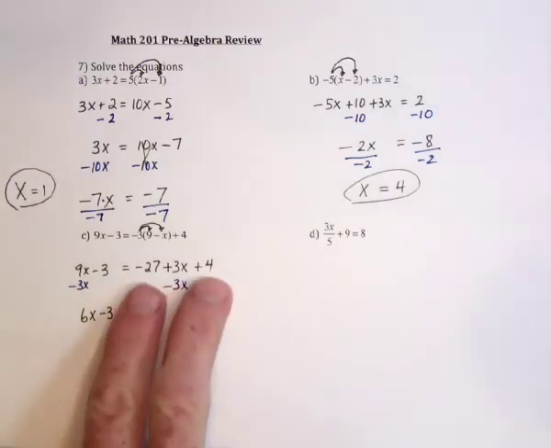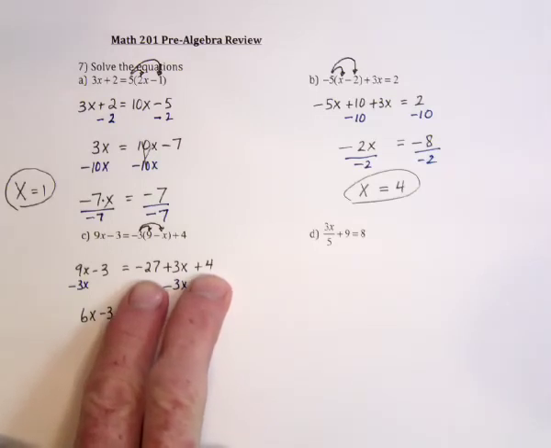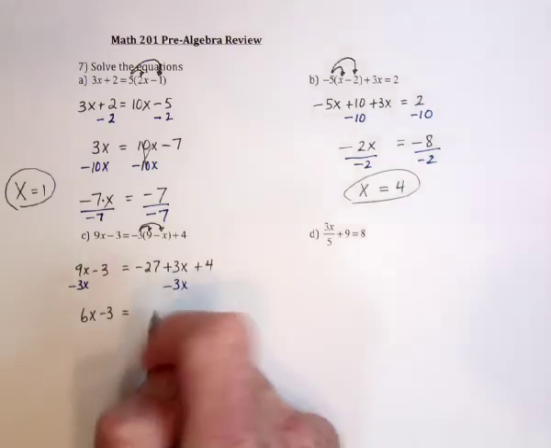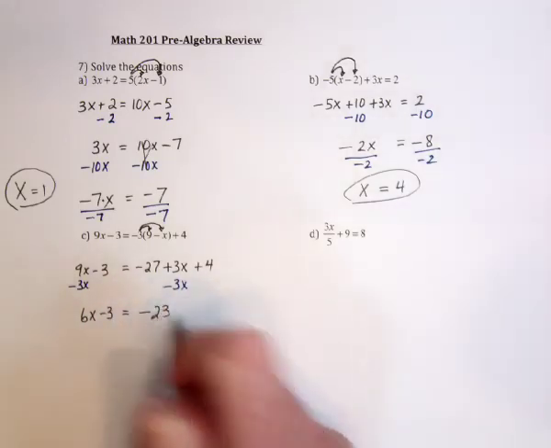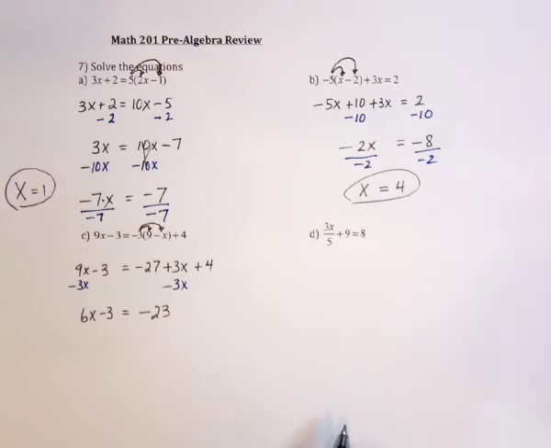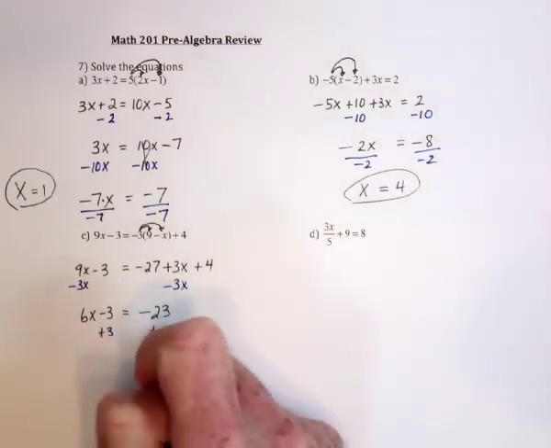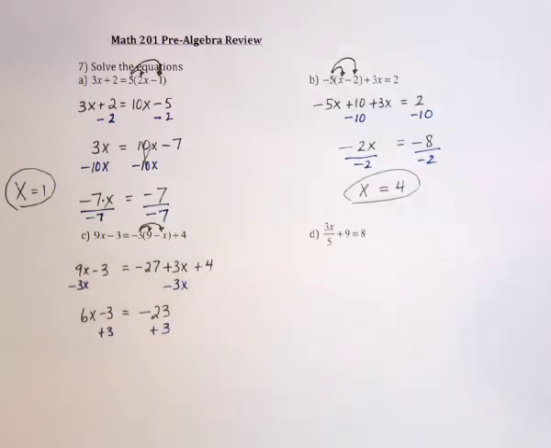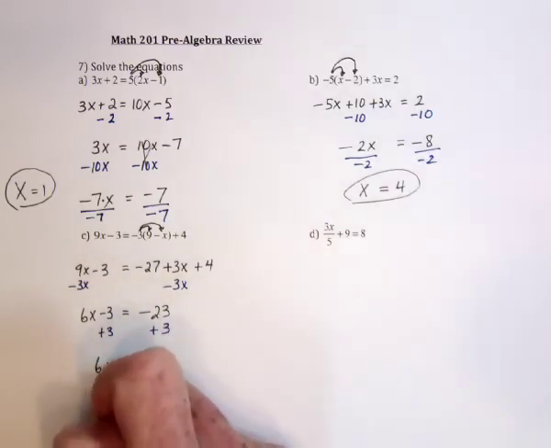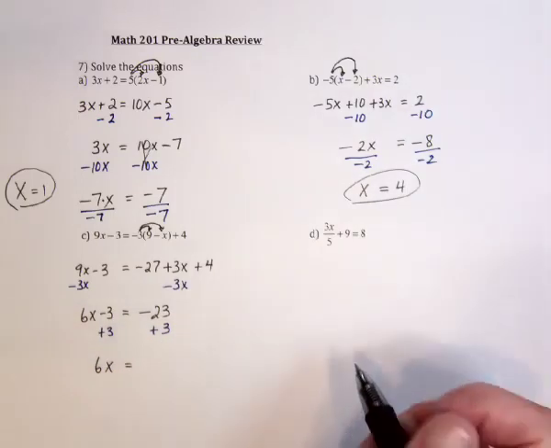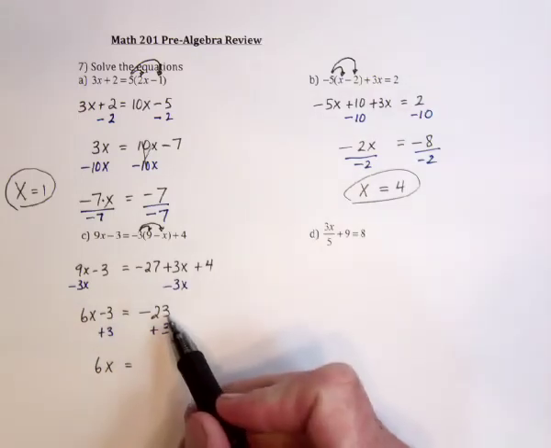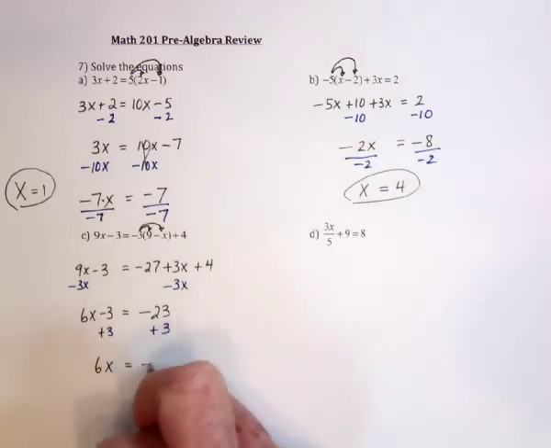And then these two numbers can be combined. You would need to subtract them. That's 23. And keep the sign negative. Okay, we've got two more steps. In order to solve for x, we need to get rid of this negative 3. So do the opposite, plus 3 to both sides. So that leaves just a 6x on the left. Combining a negative 23 with a positive 3 is negative 20.